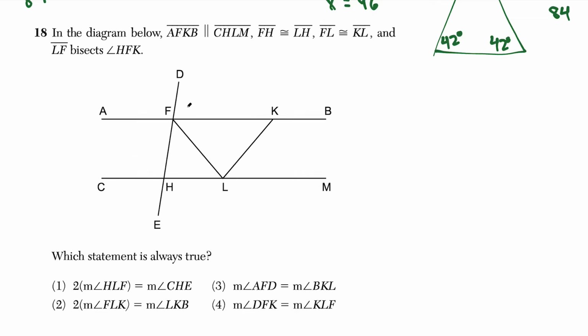So question 18, we have a whole lot going on. We have parallel segments here, and then we're told here that FH is congruent to LH. So we have this is congruent to this. And then next we're told that FL is congruent to KL. So that means these two segments here are the same. So far we have two isosceles triangles. And we're told LF bisects HFK. So it bisects angle HFK. So that means that this angle here is congruent to this angle here.